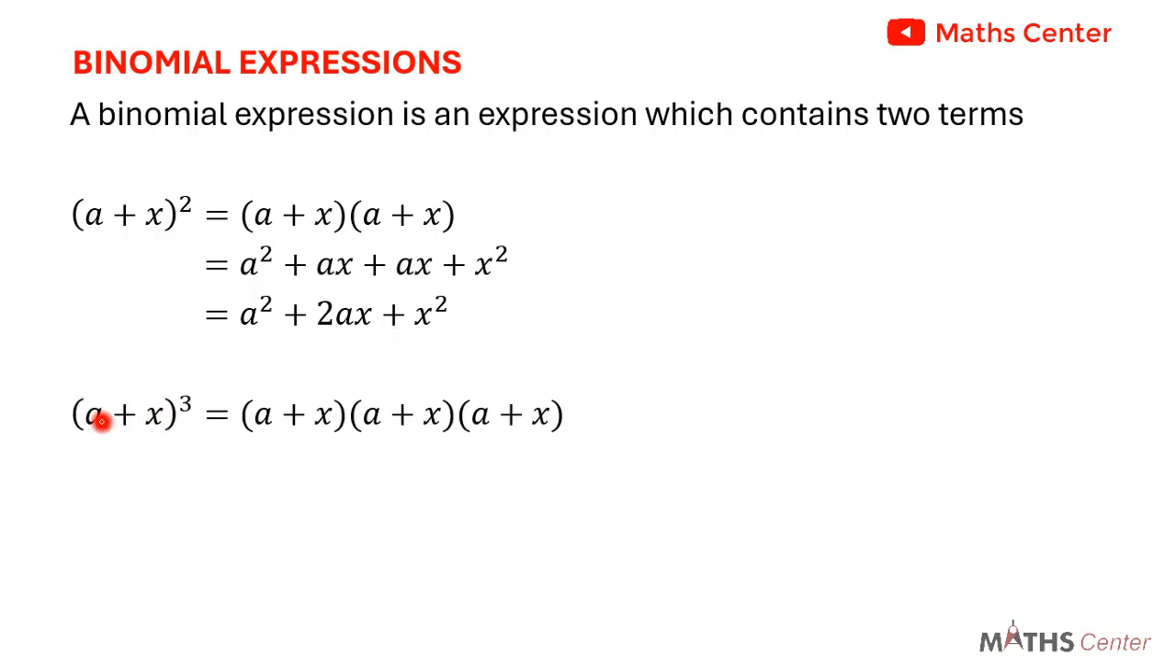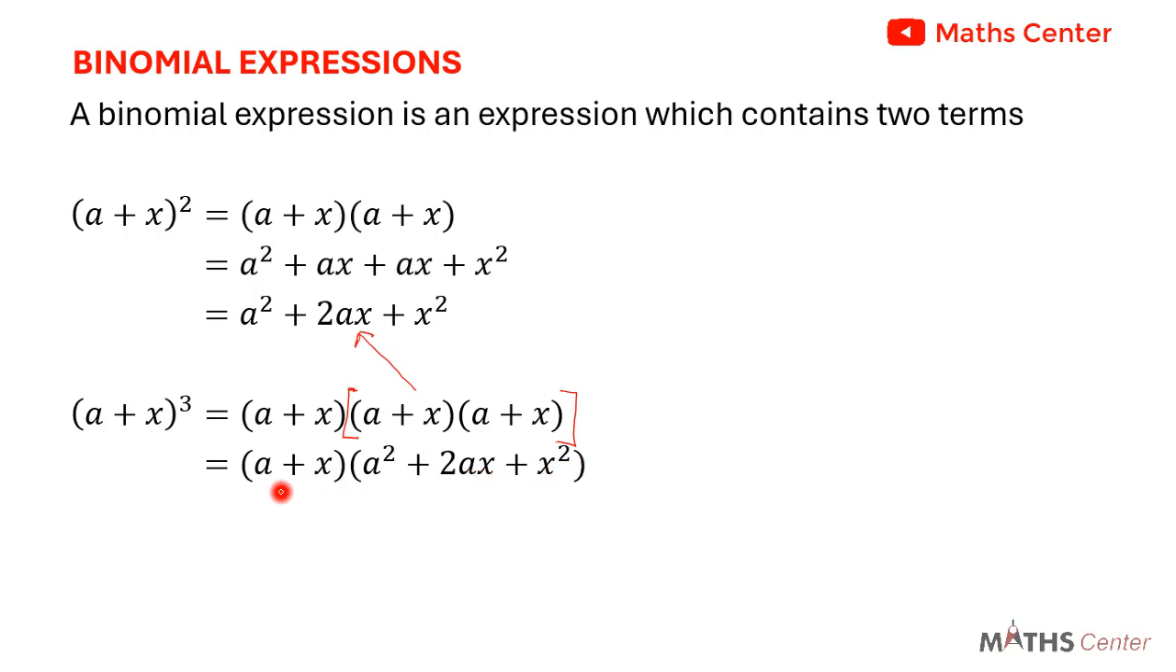Let's say if we have (a + x) exponent 3, that gives us (a + x) times (a + x) times (a + x). We have expanded (a + x) squared, and when we simplified that, we got a squared plus 2ax plus x squared. So it means that we can replace this (a + x) times (a + x) with this. So when we do that, we are going to have (a + x) times (a squared plus 2ax plus x squared).